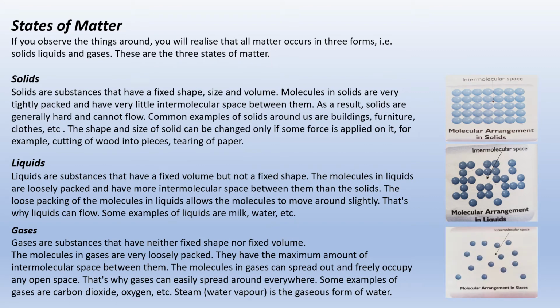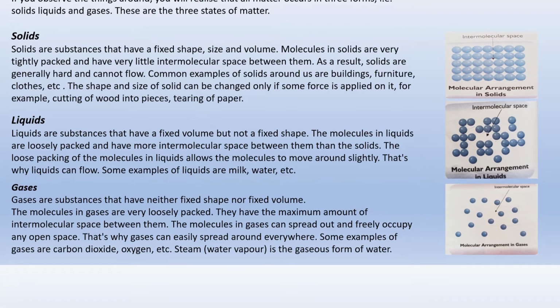Gases. Gases are substances that have neither fixed shape nor fixed volume. The molecules in gases are loosely packed, as you can see in the picture. They have the maximum amount of intermolecule space between them. The molecules in gases can spread out and freely occupy any open space. That's why gases can easily spread around everywhere. Some examples of gases are carbon dioxide, oxygen, etc. Steam or water vapor is the gaseous form of water.